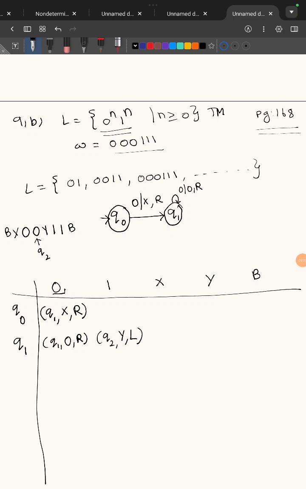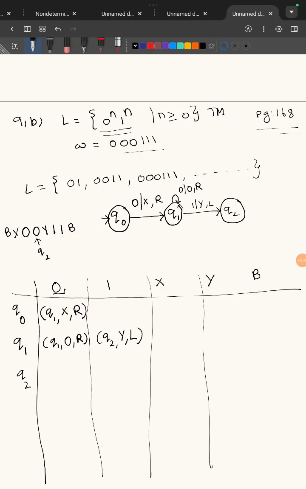So we have seen 1 is converted to y, and we are moving towards left. Now we are in the state Q2, right? So we have to write Q2 over here. I'll just put a marking such that you don't have any confusion.